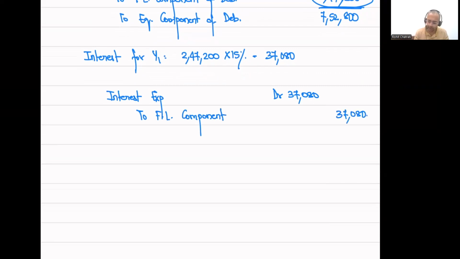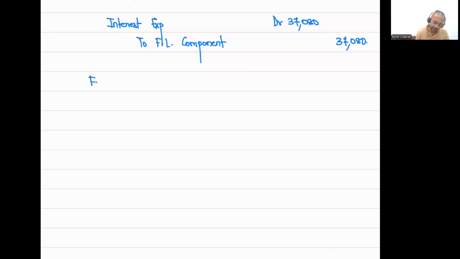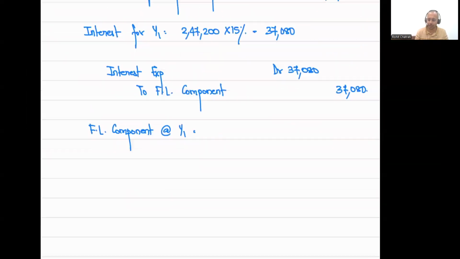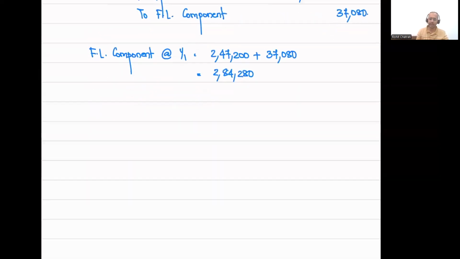So after the interest for year one, the financial liability component at the end of year one is going to be equal to: I originally had a balance of 2,47,200. I'm now going to add interest of 37,080. Therefore, my financial liability value at the end of the first year is going to be 2,84,280.